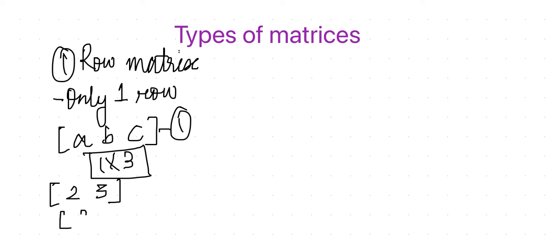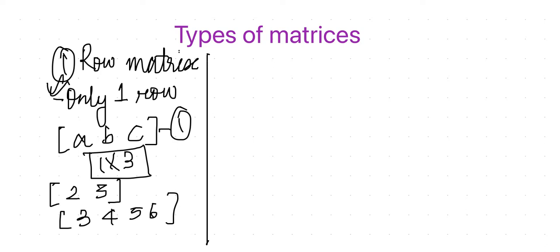Any numbers, like suppose you are taking 3, 4, 5, 6, if it has only one row, it is called a row matrix. And the next thing that I'll be talking about is the column matrix. Now, as the name suggests, children, what can a column matrix be equal to? The matrix which has only one column.